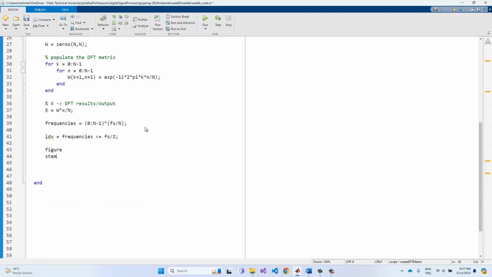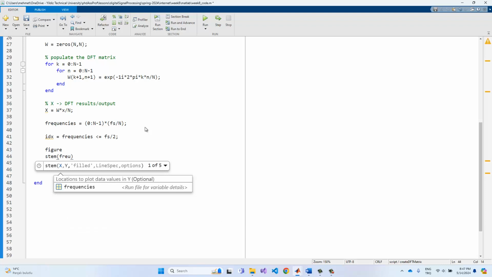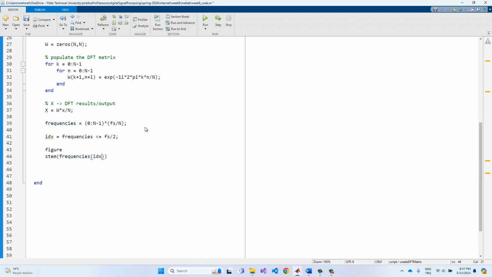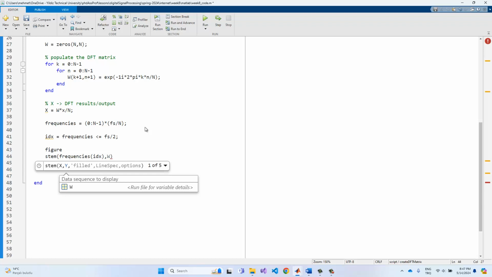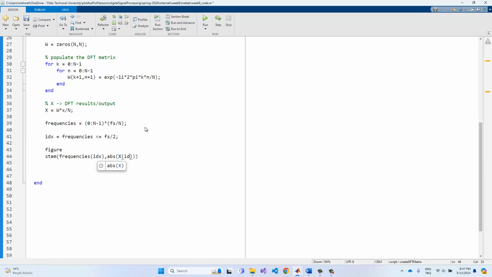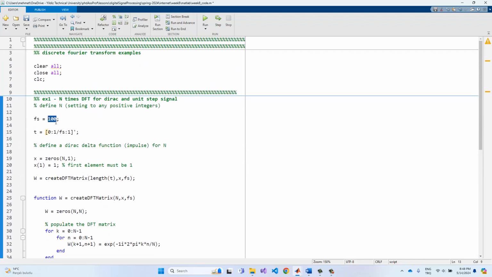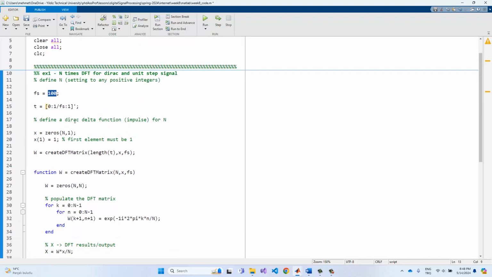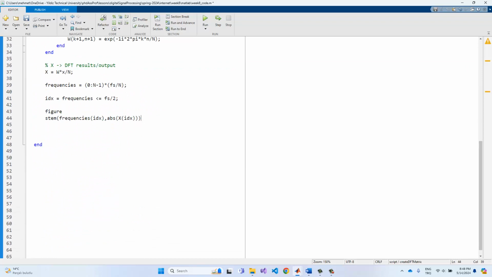And so the stem, the frequency at idx, this is the index from 0 to 50. The absolute value should be taken here, x at idx. Because the Nyquist criterion tells us that if we set 100 here, we can search the 0 to 50 frequency range. This stem is given as a line with points.